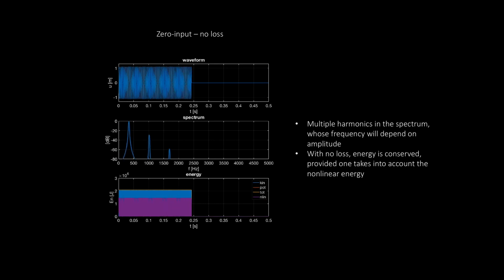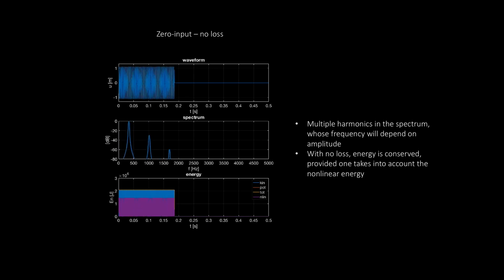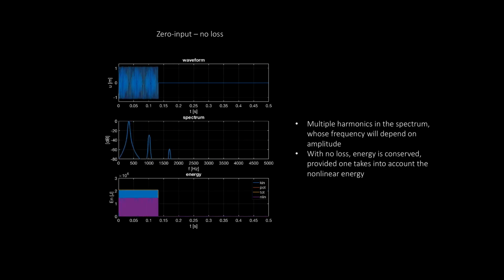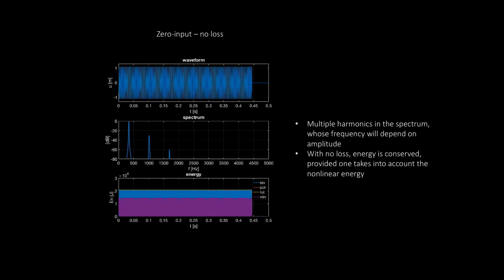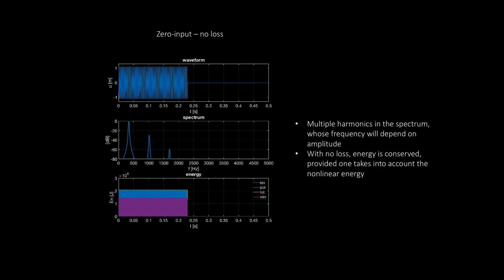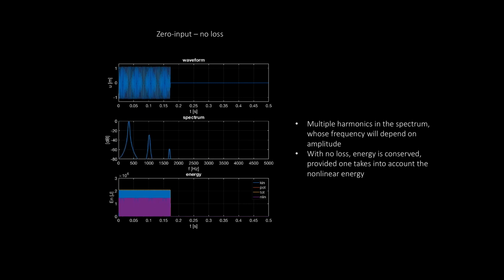But now, if you look at the spectrum, you don't have one single frequency of vibration, but you have multiple frequencies. And they're all multiples of the fundamental, so the motion is still periodic, but it is not one single frequency, it's a lot of frequencies. And again, if you look at what happens in terms of energy, you still have a sense of energy conservation, but in this case, you have an extra component, which is the purple one, that is the nonlinear energy component.